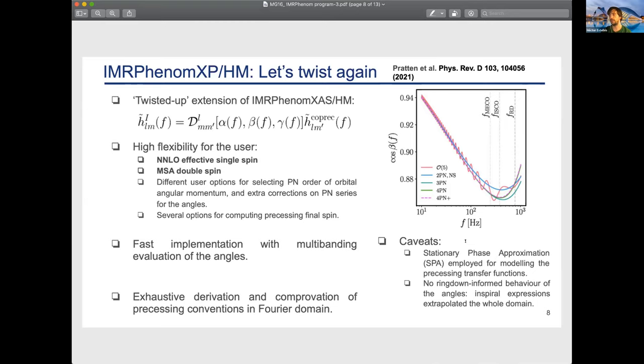The model has, however, some caveats, especially in the merger ringdown region of precessing systems, mainly because it employs the stationary phase approximation to compute the precessing transfer functions, and this could be inaccurate in the merger ringdown region. Also, it does not include final state information on the precessing angles. It just extrapolates the post-Newtonian expressions outside its range of validity. But despite this, the model is really very accurate for the majority of systems.